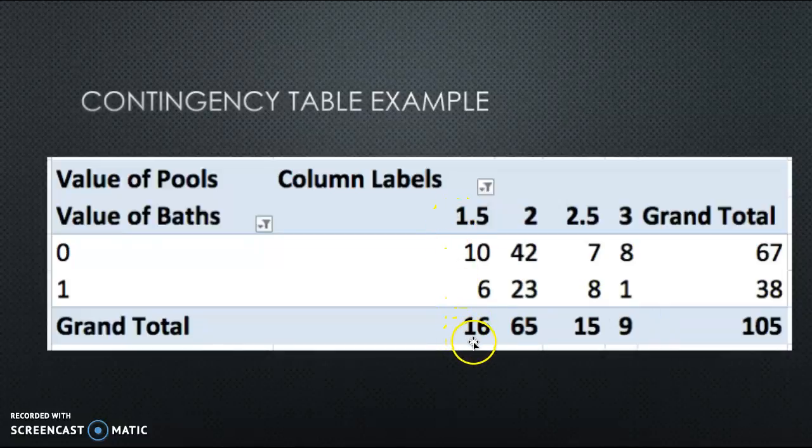You get a total of 16 houses with 1.5 baths, a total of 65 houses with 2 baths, a total of 15 houses with 2.5 baths, and a total of 9 houses with 3 baths.